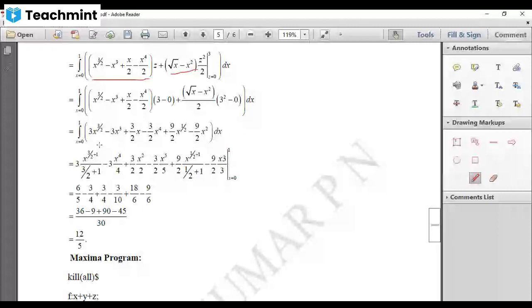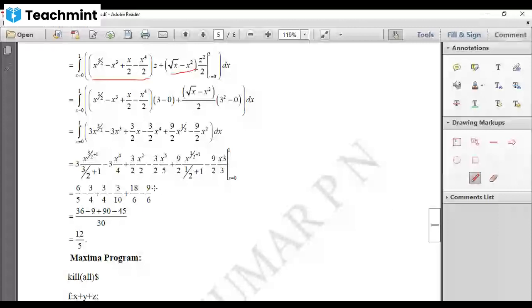x to the power of 3/2 + 1 by 3/2 + 1, minus 3 into x to the power of 4 by 4, 3 by 2, x squared by 2, minus 3 by 2 into x to the power of 5 by 5, plus 9 by 2 into x to the power of half plus 1 by half plus 1, minus 9 by 2 into x cube by 3. And the limit is from 0 to 1 is the integrated answer for this. Now you apply the limit.